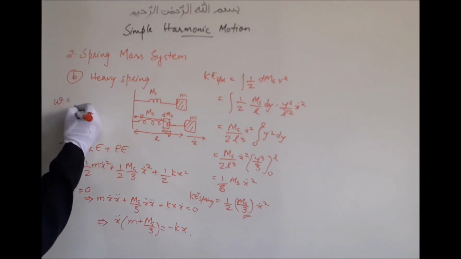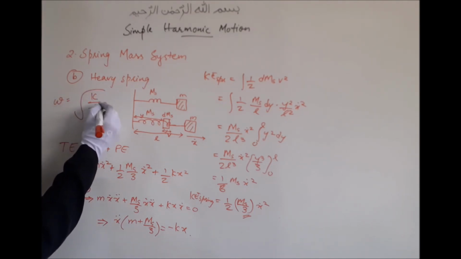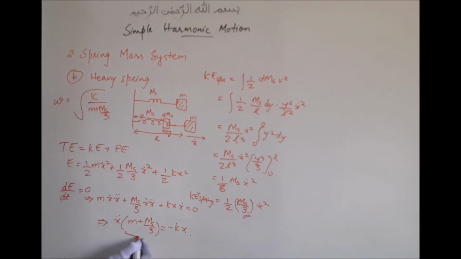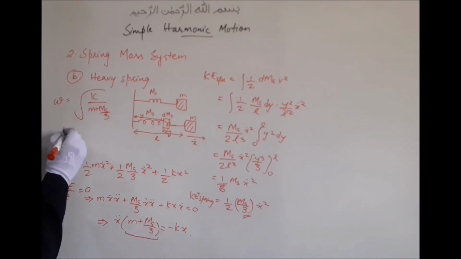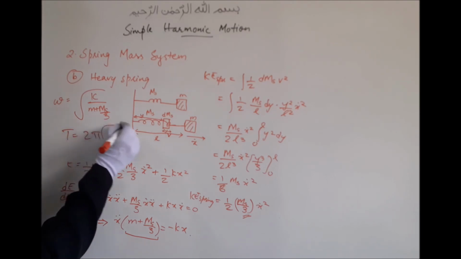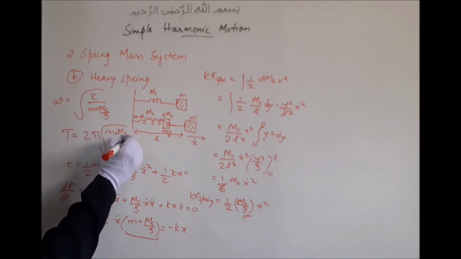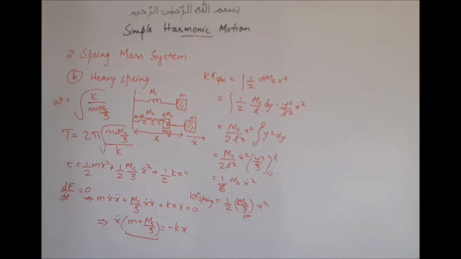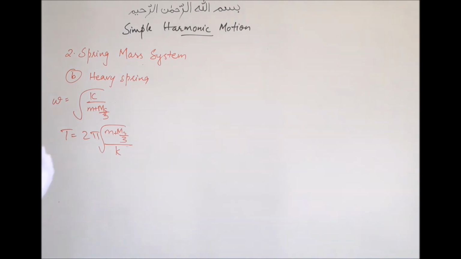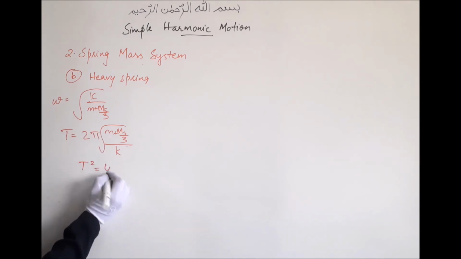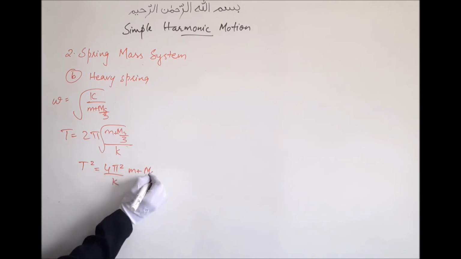is equal to root k by m plus ms by 3. So this entire term m plus ms by 3 is the effective total mass of the system, and then the time period is equal to 2 pi by omega, which is 2 pi root of m plus ms by 3 divided by k. Now we can plot this time period graphically. Square this, we will have T squared is equal to 4 pi squared upon k into m plus ms by 3.